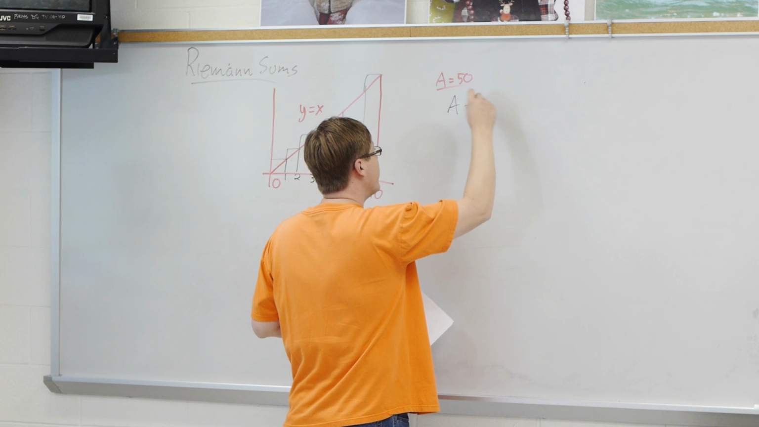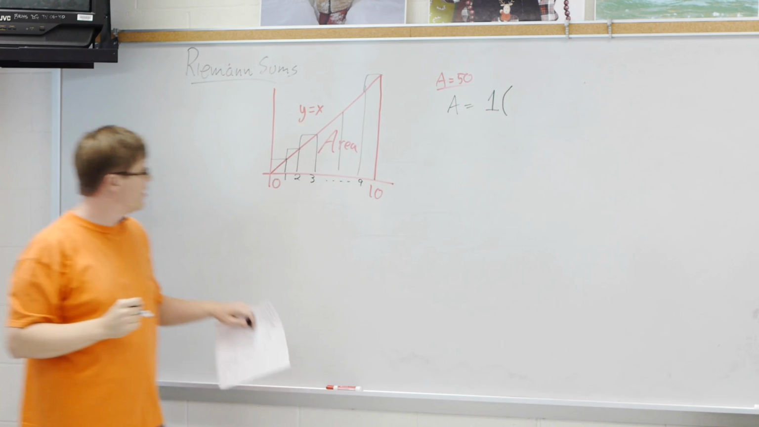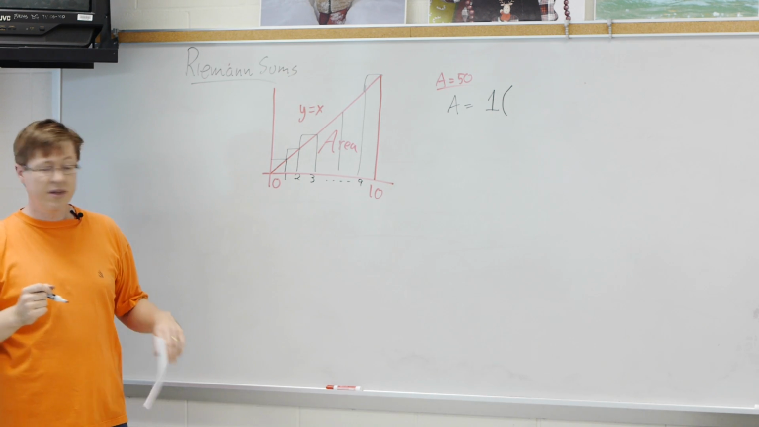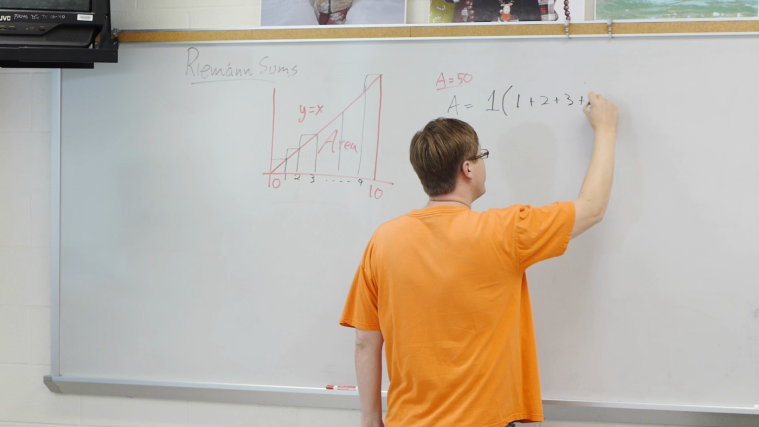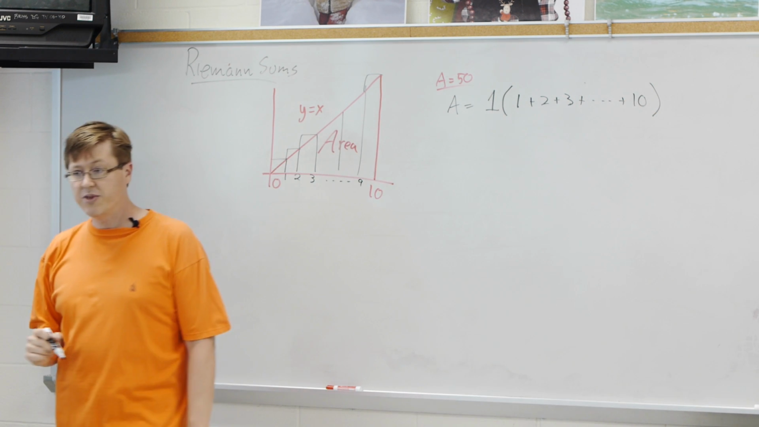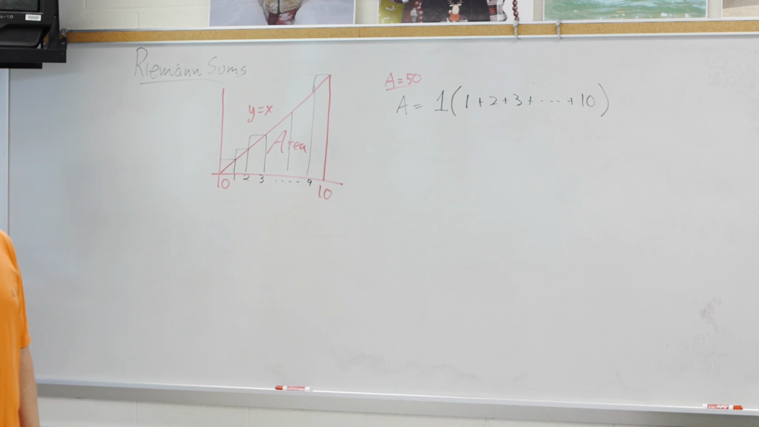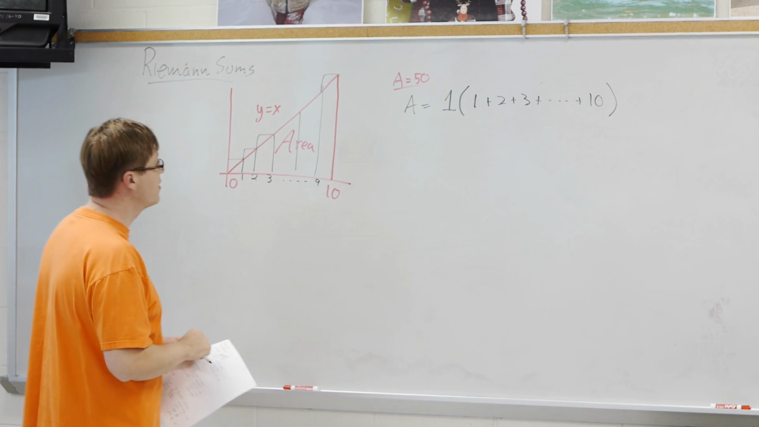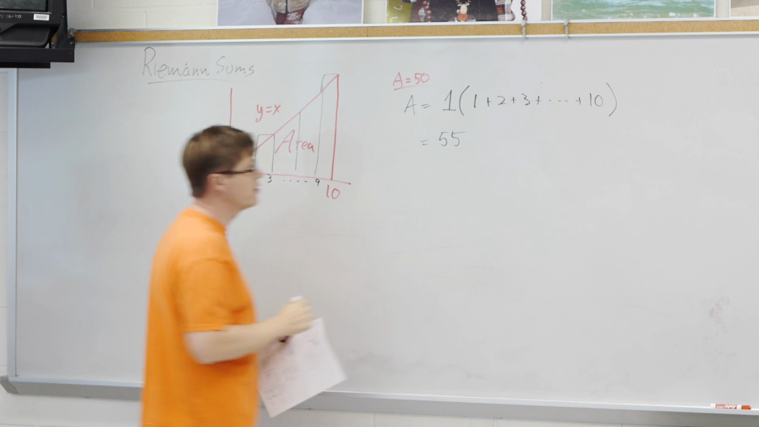So the area is the width times, because the width of each rectangle is 1, the sum of all the heights, 1 plus 2 plus 3 plus all the way up to 10. They all have the same width, so I can factor out the width, and then take the sum of all the heights. And this ends up being 55.